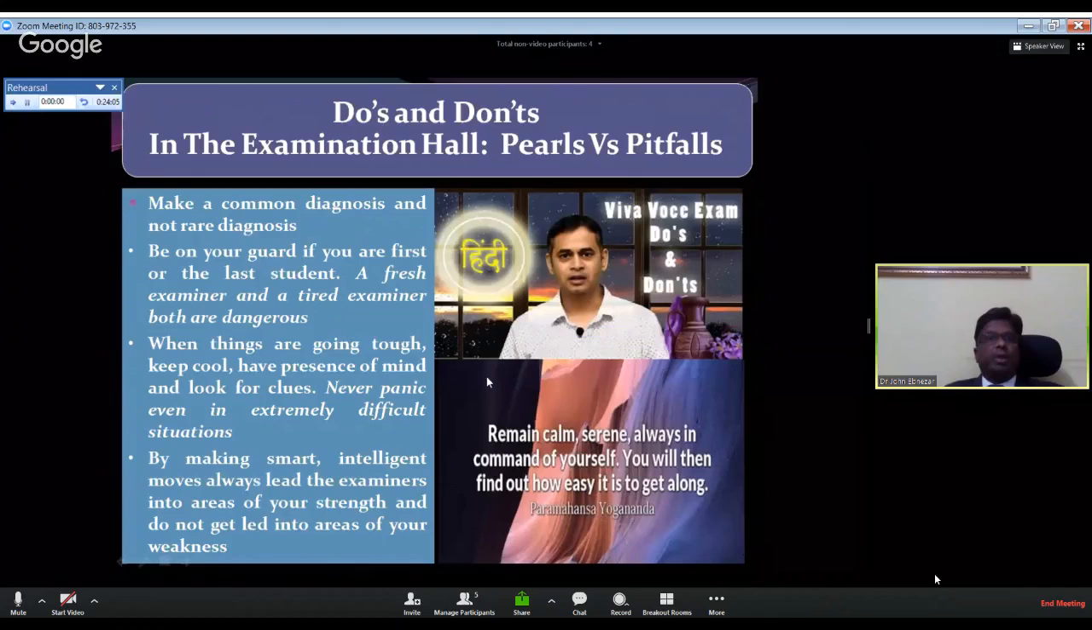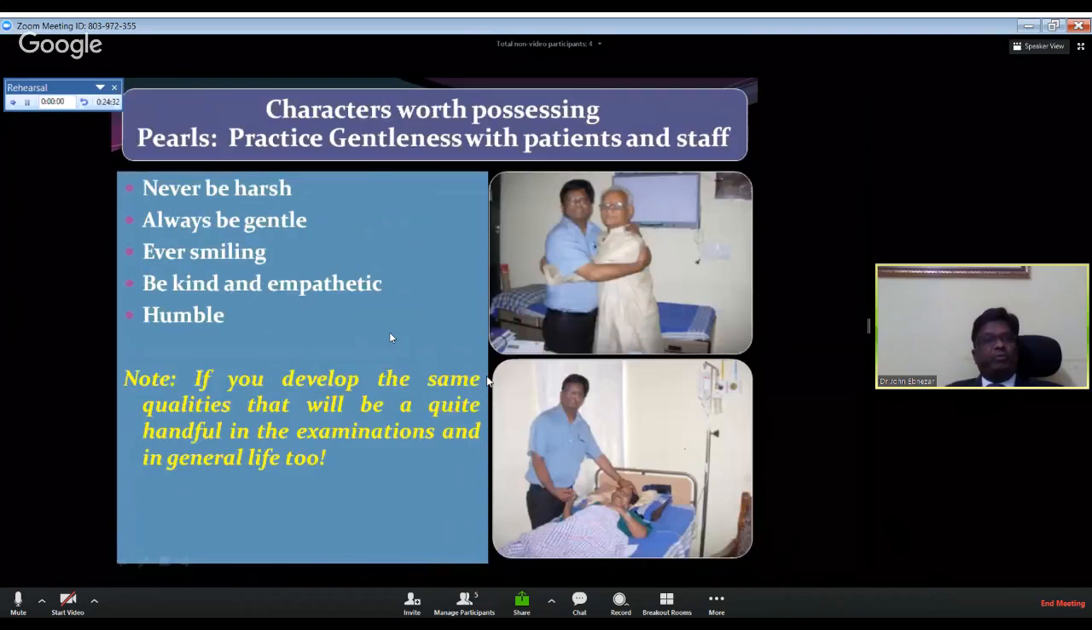Always make a common diagnosis, and not any diagnosis. Be on your guard if you are the first or the last student. A fresh examiner and a tired examiner both are dangerous. If things are going tough, keep your cool, have presence of mind, and look for clues. Never panic in an extremely difficult situation. By making smart, intelligent moves, always lead the examiners into areas of your strength and do not get led into areas of your weakness.